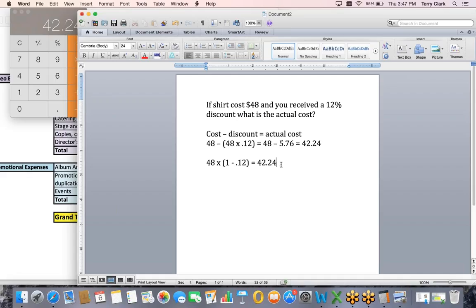All right, so what I'm going to do is change the numbers around a little bit. I'm going to give you some different numbers. I'm going to give you $70, and you're going to have a 15% discount. I want you guys to tell me what the actual cost is.